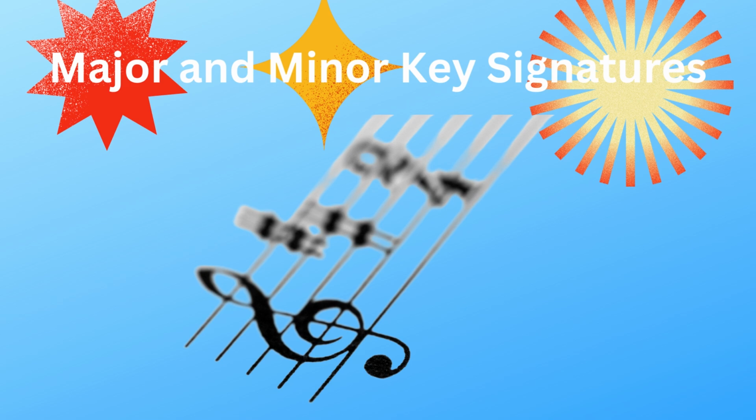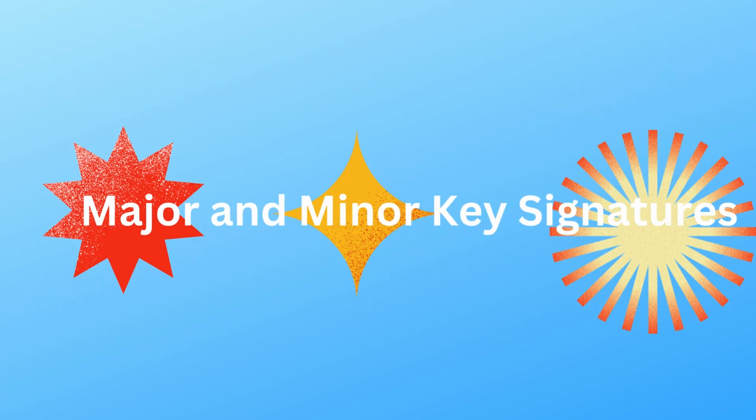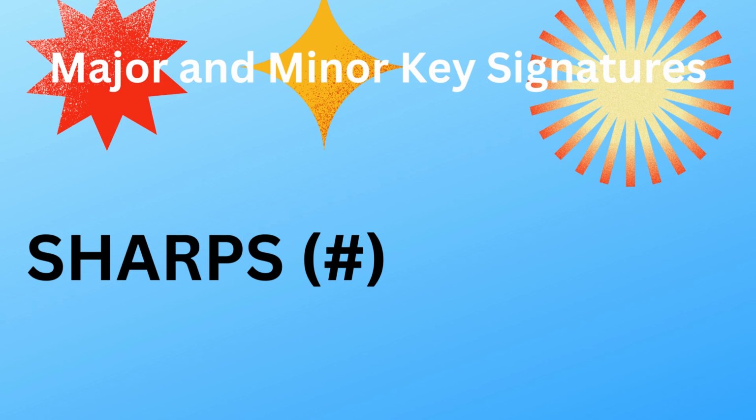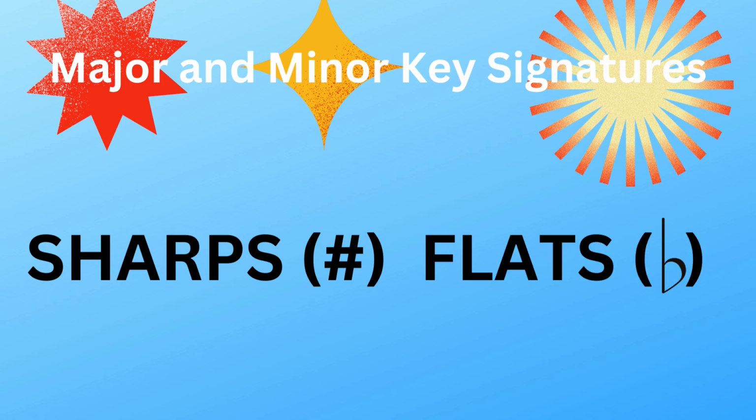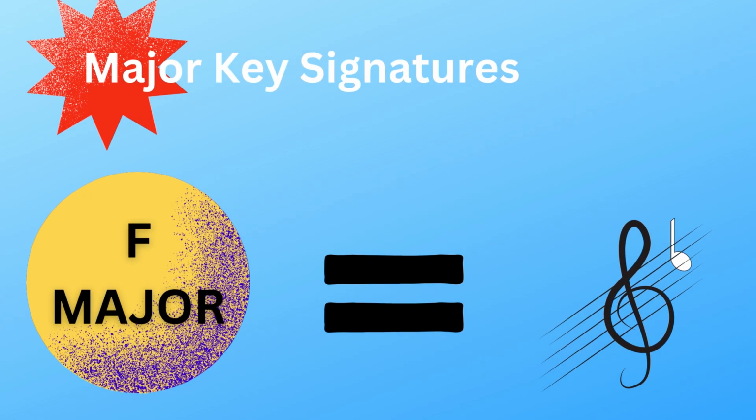Major and minor key signatures. Key signatures are written at the beginning of a piece of music and indicate the specific key the music is in. Major key signatures are written using sharps or flats and show which notes are altered throughout the piece to maintain the tonality of that key. For example, the key signature of G major has one sharp, which is F sharp, while the key signature of F major has one flat, which is B flat.